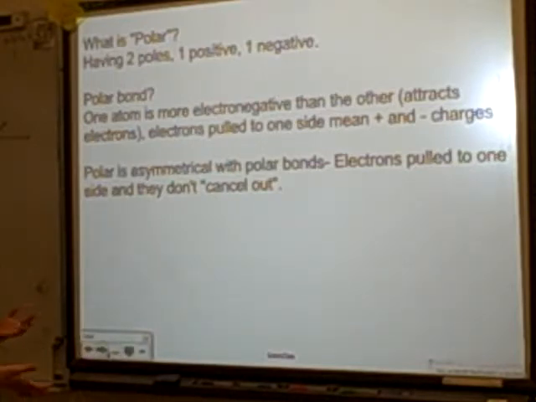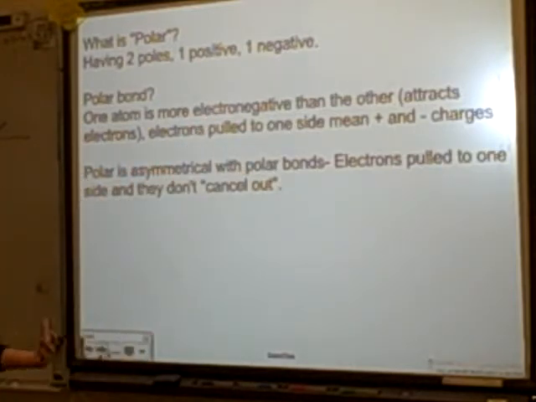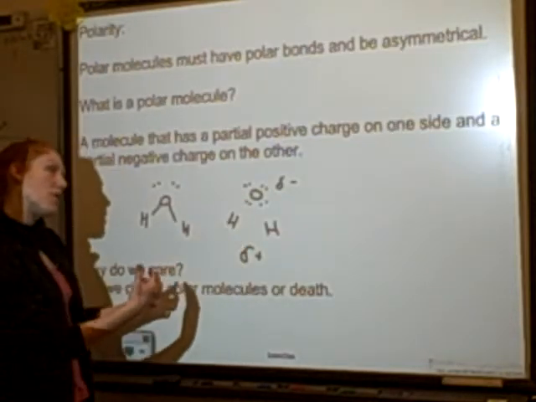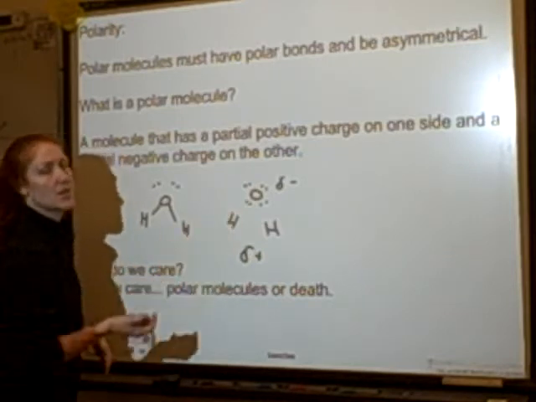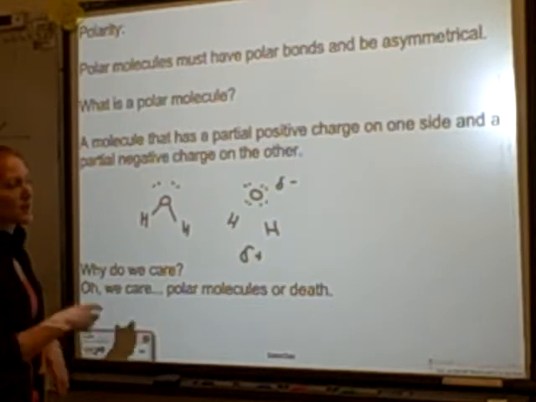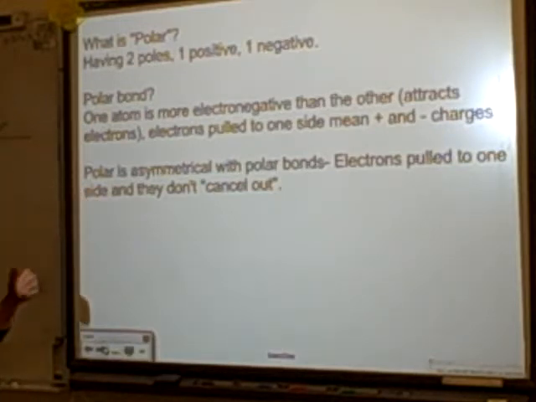What causes a polar bond is one atom being more electronegative, and that means it attracts its electrons more. It pulls the electrons towards it in a bond. We saw that in oxygen and hydrogen. Oxygen's more electronegative, so it draws the electrons closer to the oxygen than to the hydrogen. It's because oxygen has more protons attracting than the hydrogen does, even though the hydrogen has less shielding. So the electrons get pulled more to one atom than the other, and you have a negative end and a more positive end. That's the polar bond.